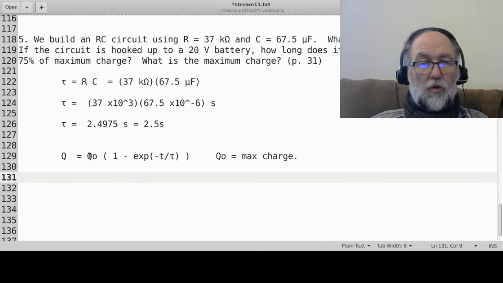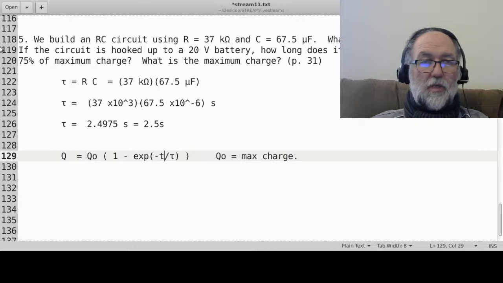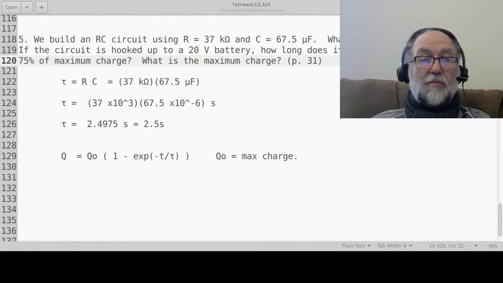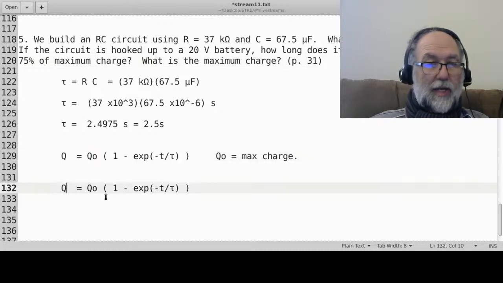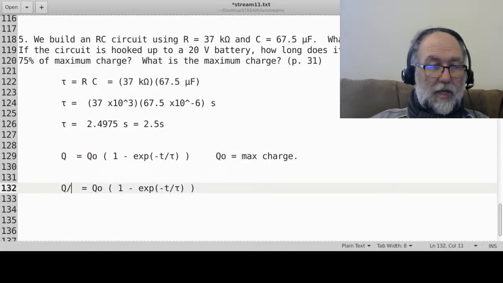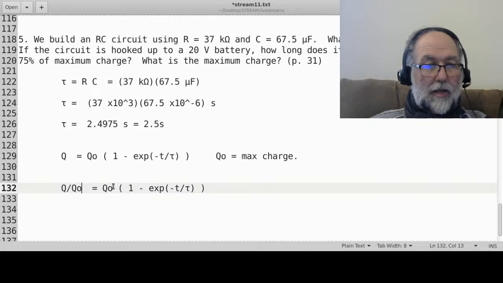You say, well, wait a second, you don't know Q naught, and we're going to try to find t. So how do you do this? 75% of maximum charge. Well, what does 75% of maximum charge mean? It means that if you take this formula and rewrite it like this, divide both sides by Q naught, like that.